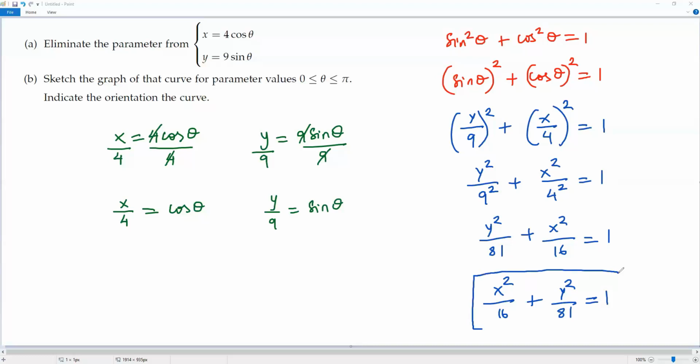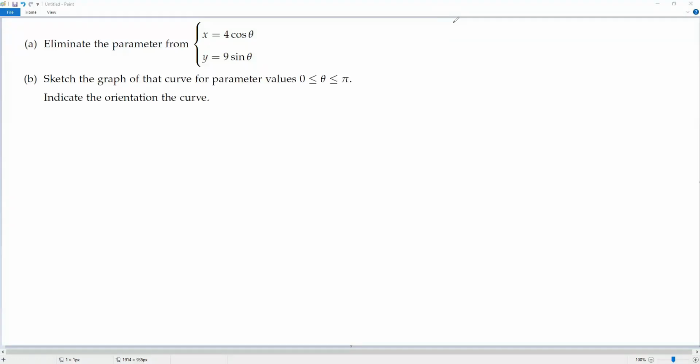So we have eliminated the parameter theta and we got the equation in terms of the two variables x and y. Actually, this is an equation of an ellipse. That is, if we sketch the graph of this equation, we'll be getting an ellipse. Okay, now let's do the second part of the question.